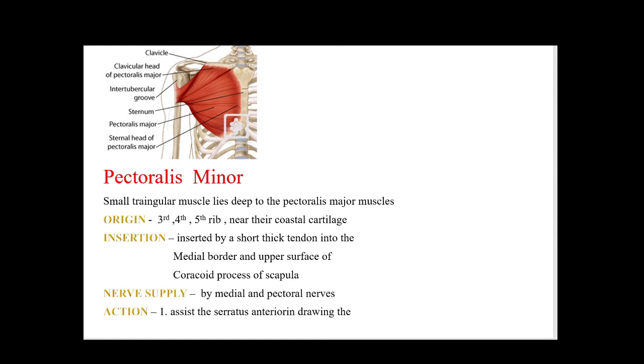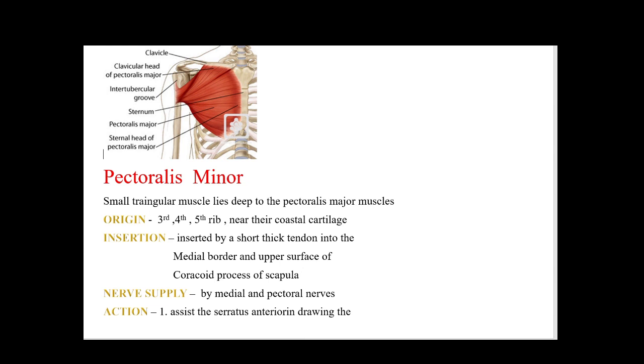It is a small triangular muscle that lies deep to the pectoralis major muscle. Let's see its origin. It originates from the third, fourth and fifth ribs near their costal cartilages, and it is inserted as a short, thick tendon into the medial border and the upper surface of the coracoid process of the scapula. It is inserted only into the scapula's coracoid process.